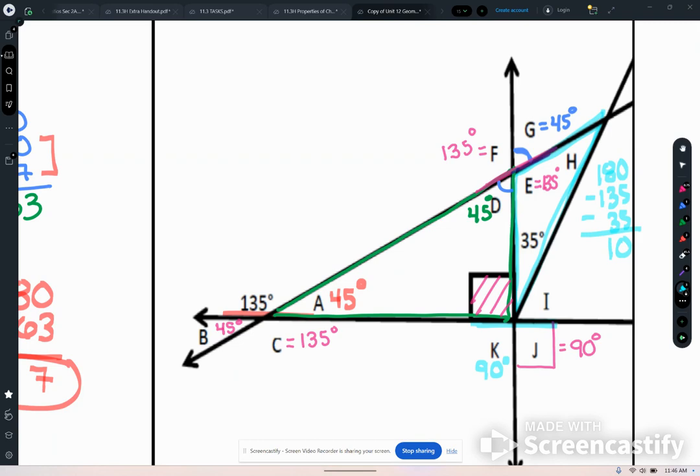And our last angle that we haven't found yet is the angle I, but I do know that these two angles have to add up to be 90 degrees. So angle I is going to be 90 minus 35. And so 90 minus 35 gives us the angle I is 55.